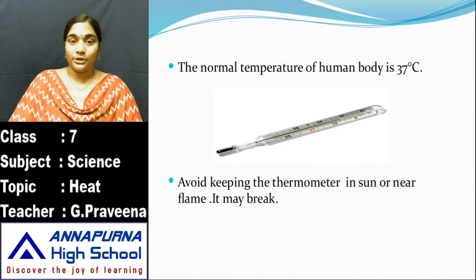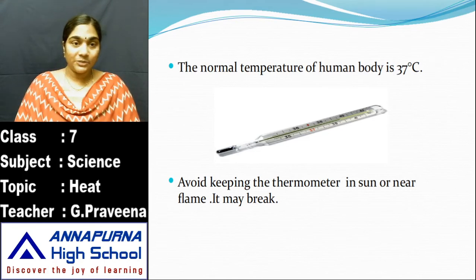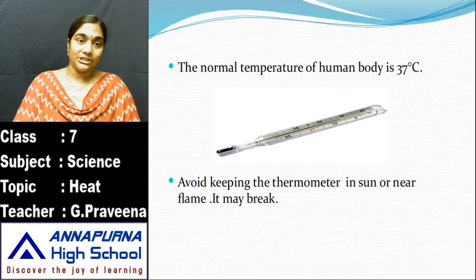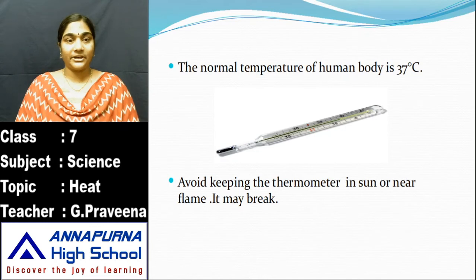If it goes beyond that, the doctor confirms that we are having a high temperature. And you should avoid keeping the thermometer in the sun or near a flame. It may break. It is because the markings you can see on the thermometer only go up to 42 degrees centigrade. If you keep this thermometer in contact with any object which is at more than that temperature, it breaks off. So avoid keeping the thermometer in the sun or near a flame, as it may break.